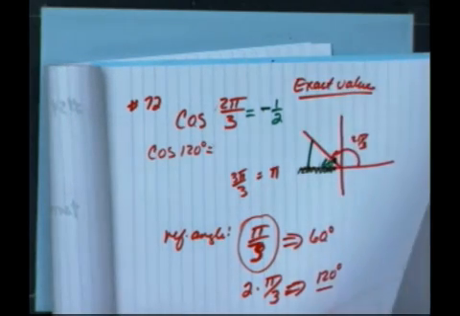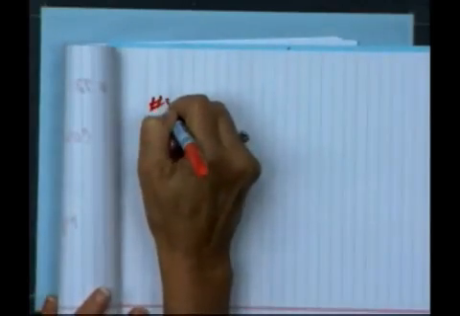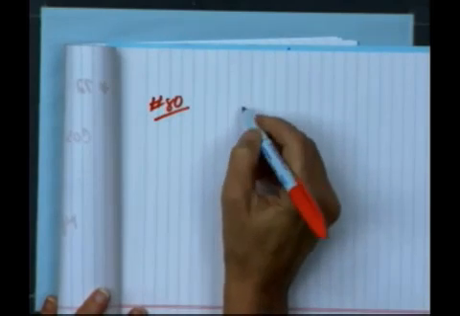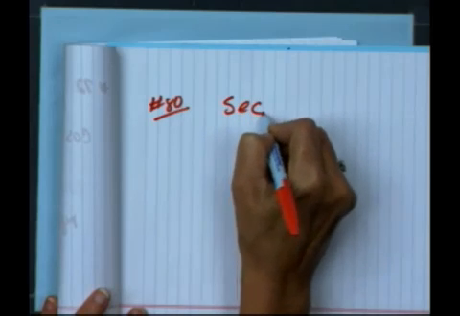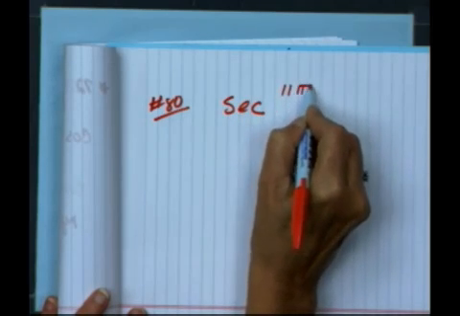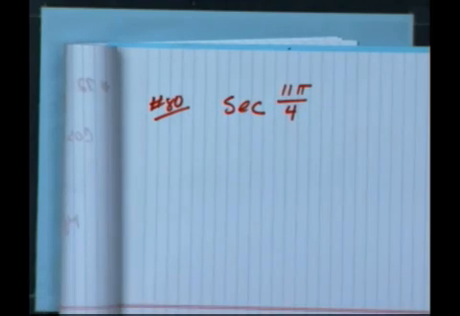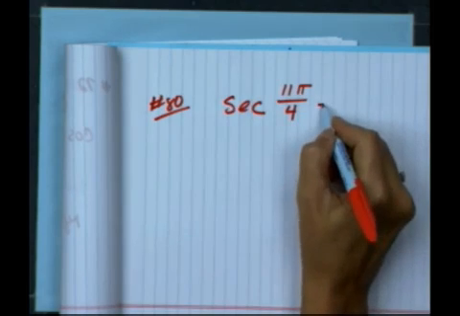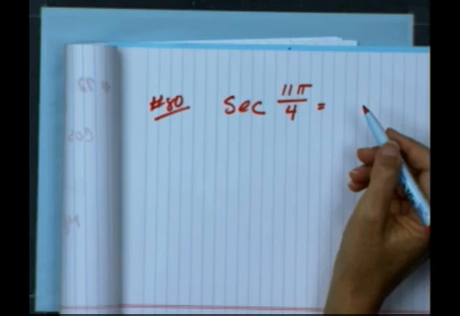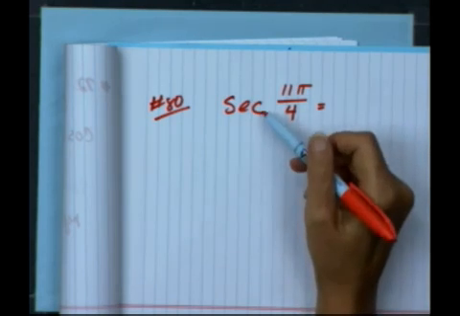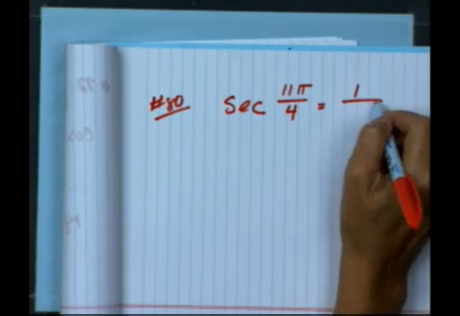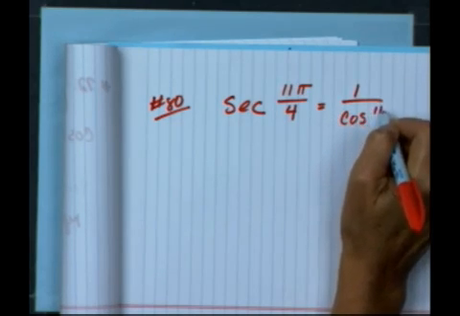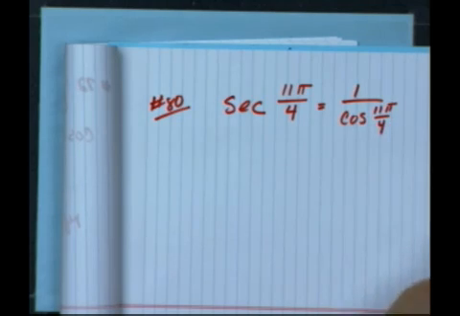All right, let's look at another problem. Number 80 is asking for the secant of 11 pi over 4. First of all, we're not going to let secants bother us because we're going to translate it to one of those 3 trig functions that we're comfortable working with. So this is 1 over the cosine of 11 pi over 4.